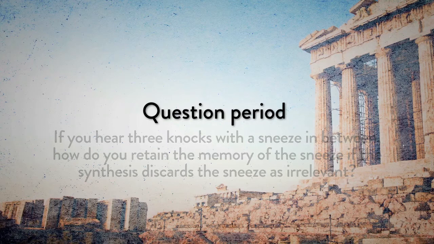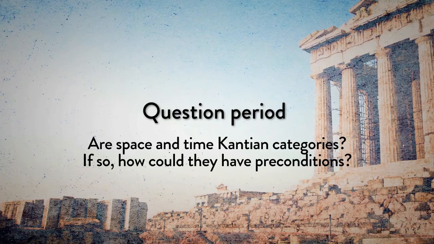Could you please clarify this point? I thought you said last week that Kant said that space and time are themselves categories which determine and structure experience. Now we find that they too have preconditions. What then is the status of time and space? No, space and time are not categories.